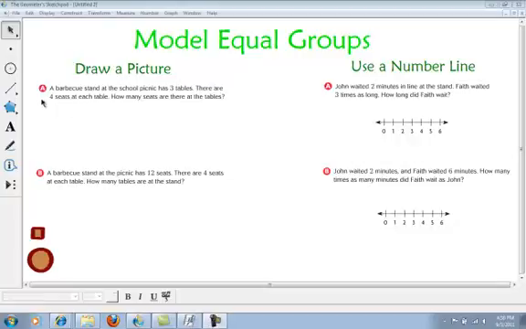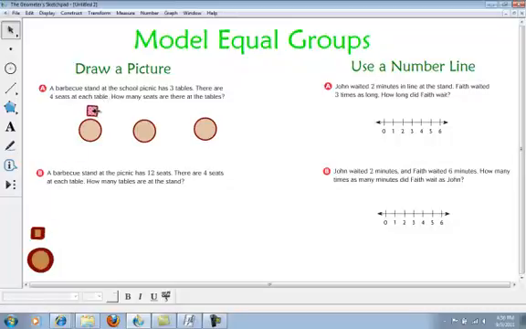Let's look at this first question. A barbecue stand at the school picnic has 3 tables. There are 4 seats at each table. How many seats are there at the tables? Well, we can draw a picture. Let's use these pieces to represent the tables. It tells us here that the barbecue stand has 3 tables. So let's show 3 tables. It tells us there are 4 seats at each table.